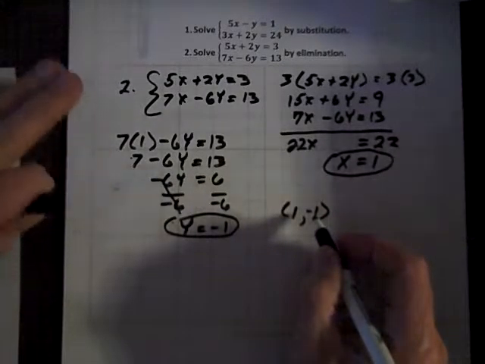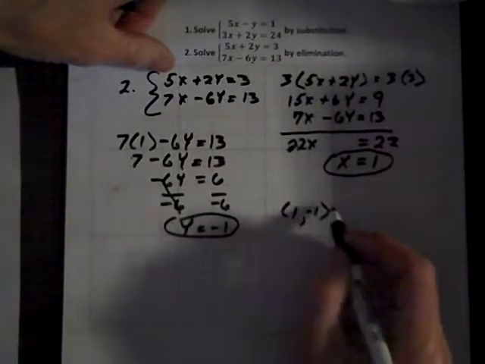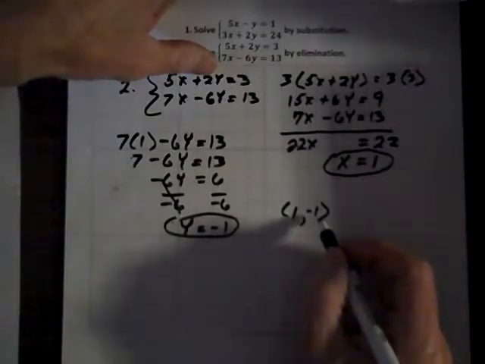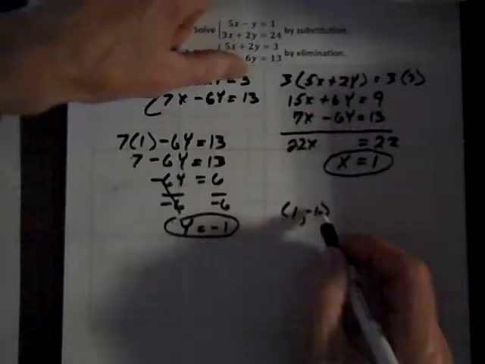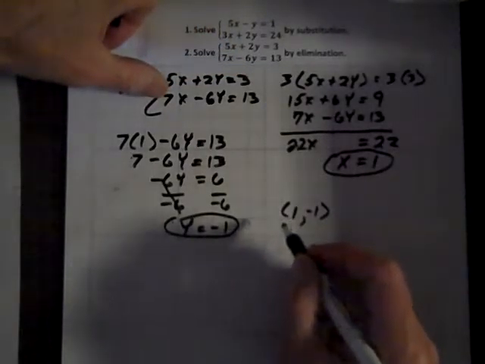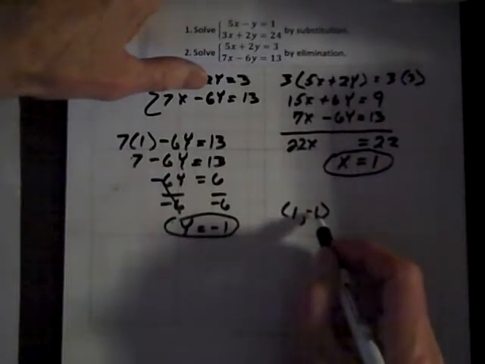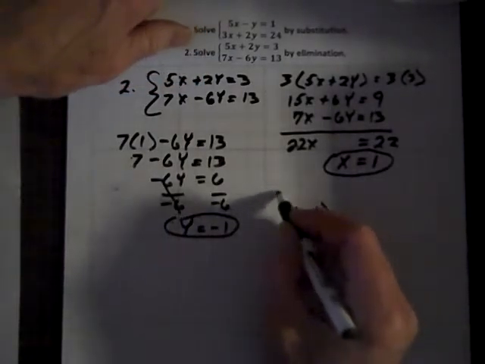Just to be sure, let's check it out by substituting 1 and negative 1 in for the appropriate places. So 5 times 1 is 5, minus 2, 2 times negative 1 is minus 2, does equal 3. 7 times 1 is 7, and a minus times a minus 6 is 6, and 7 and 6 is 13. So we did it right.